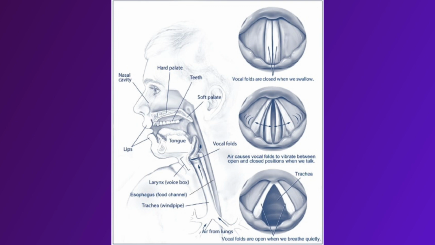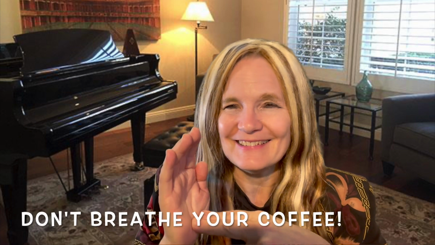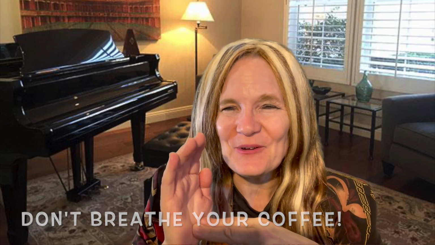Over the top of the trachea, protecting your lungs, is a little lid, which we talked about before, called the epiglottis. Underneath the epiglottis is your vocal cords. Those vocal cords also protect your lungs from getting food or liquid in them. When they are closed, you can't breathe, but you also don't get food or liquid in your lungs. That's why it's important that you don't breathe your coffee or your water. We all know what that feels like. It's not fun, right? Okay.